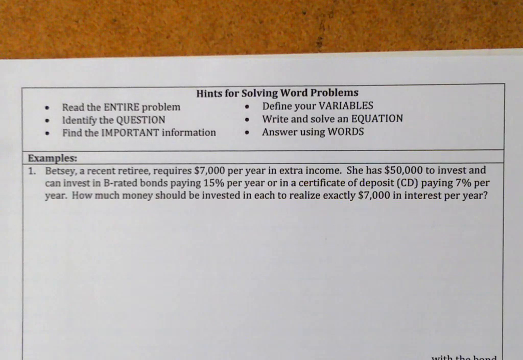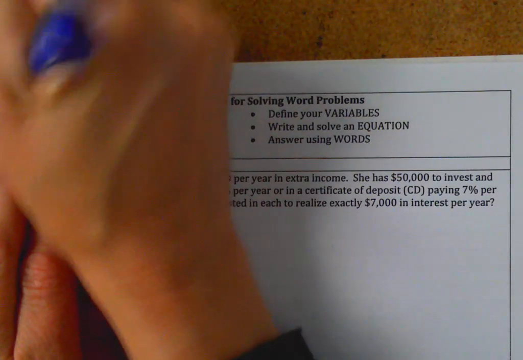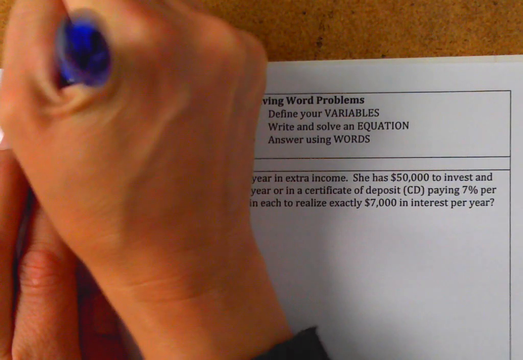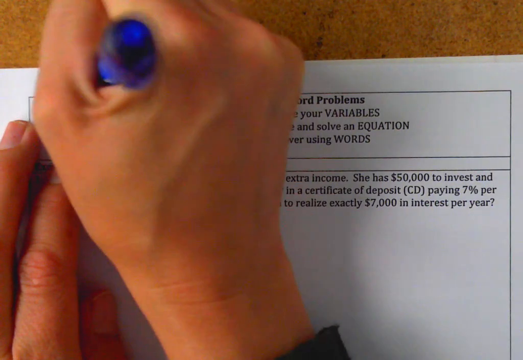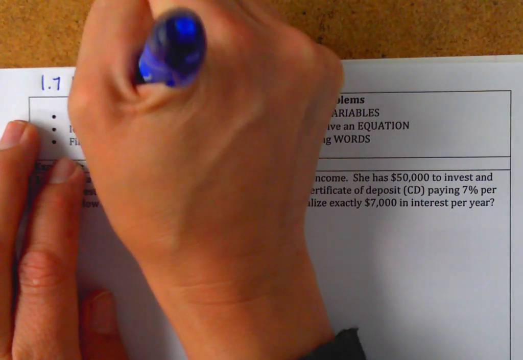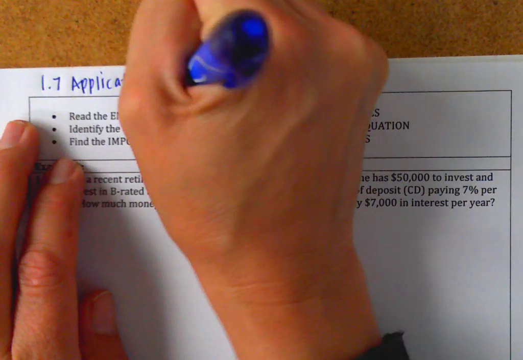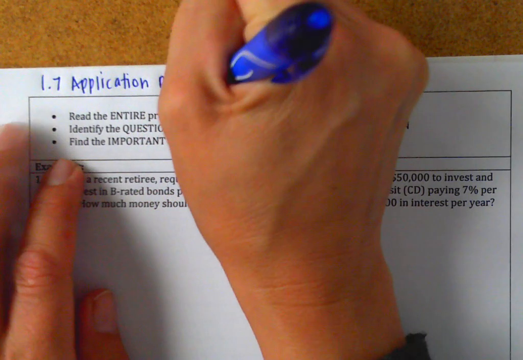Here we are. Okay. So we are starting 1.7. That is our last section of this unit, which is just application problems. Everyone's favorite.